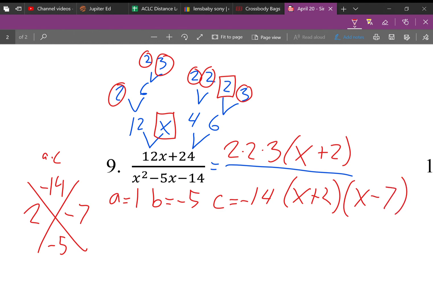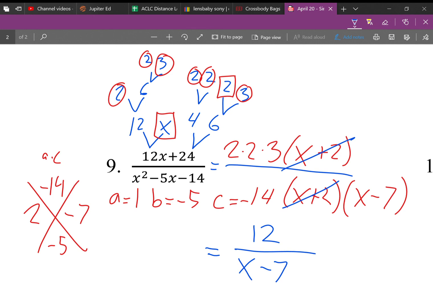Now, what is the same? I see that they both have an x plus 2 that I can cross out. And there isn't anything else I can cross out here. So to write my answer, on the top, 2 times 2 times 3 is 12. So I have 12 left on the top, on the numerator. And on the bottom, I have x minus 7. So that's how you would do that problem.